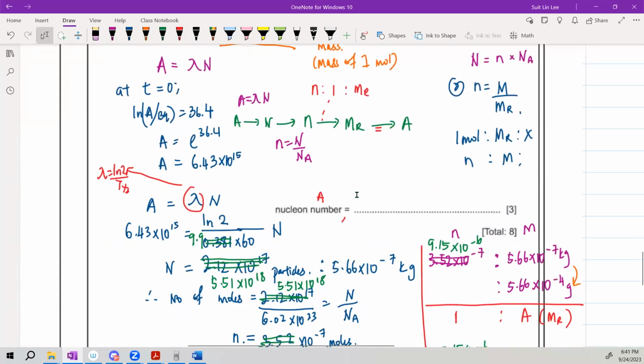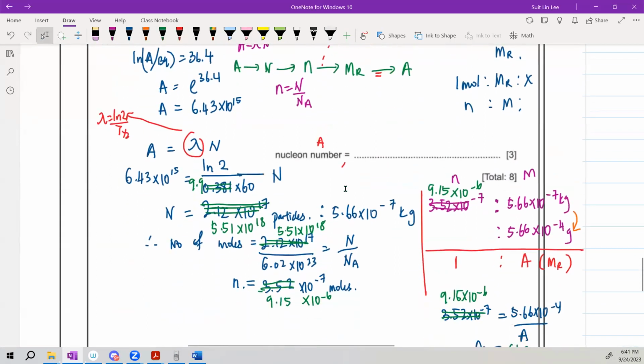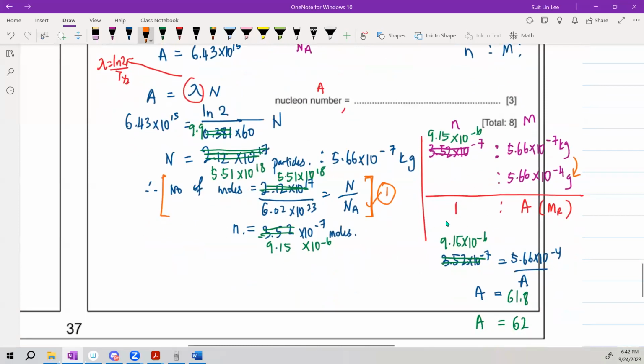So the marks for this one: if you write A is lambda N, you will get 1 mark already, because you're going to use this to find the number of particles. And then the next thing, if you say the number of moles is number of particles over Avogadro constant, you get 1 mark. And finally, you use a suitable ratio to arrive at the final answer, which is 1 mark. Remember, your nucleon number is always an integer. Please don't write 61.8. Nucleon number is the number of nucleons, how many protons and how many neutrons, so it has to be an integer.